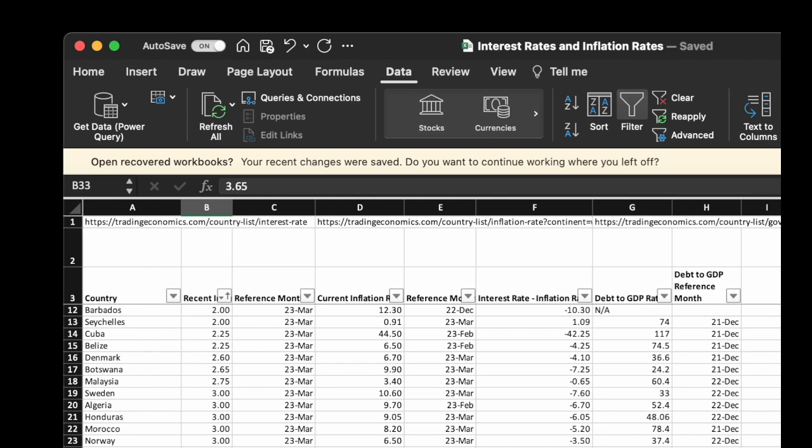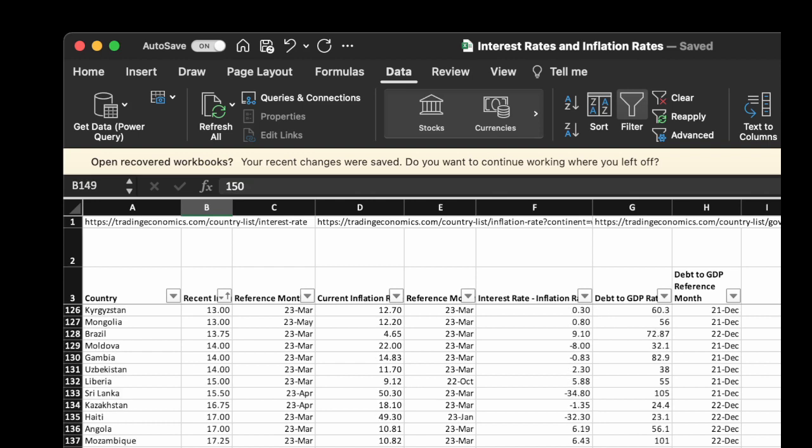So countries like Portugal, Spain, France, Luxembourg, that use the euro, they'd have their rate at 3.5. Okay, then if we scroll all the way down, then it gets really high.